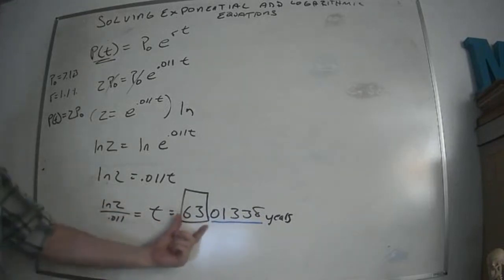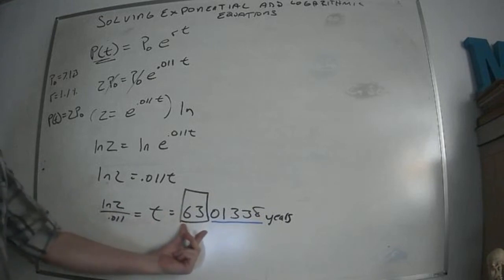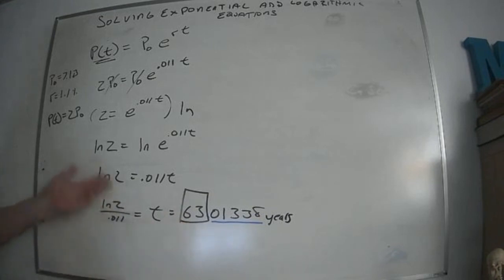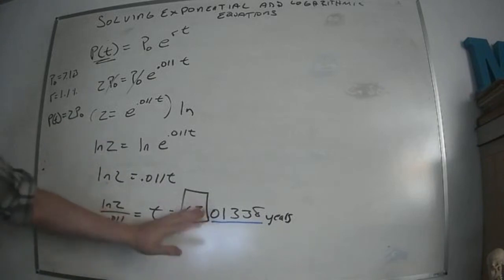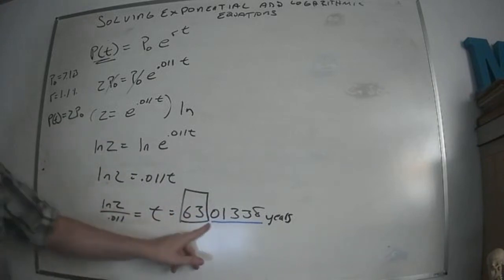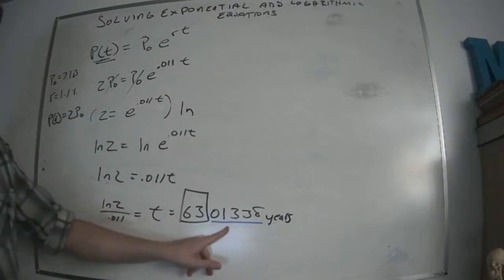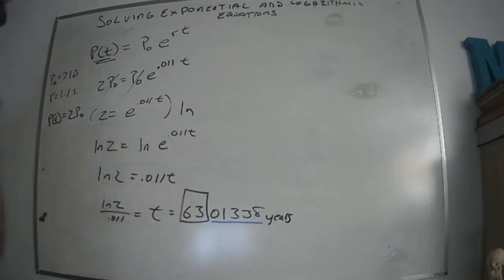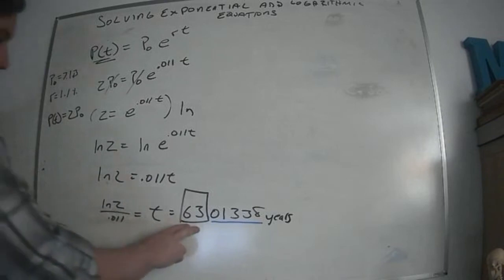Or in this case, it's safe to round to, say, one more decimal place than you have if needed, or however many digits you have. 63 years versus 63.01. 1/100th of a year is 3 days. We don't care about that. So that said, the answer to this question is 63 years.